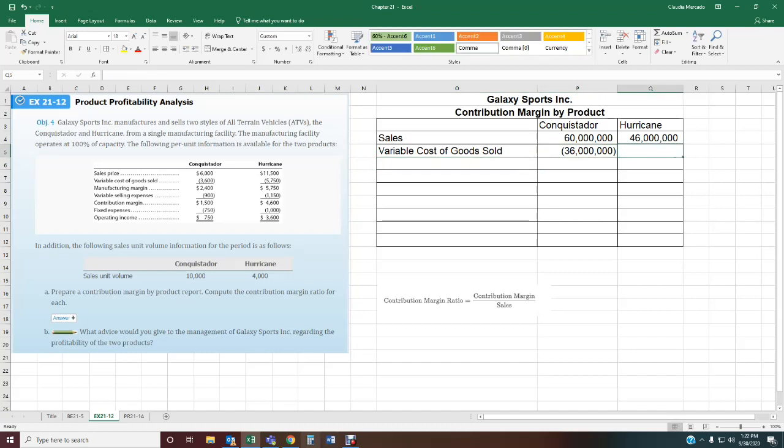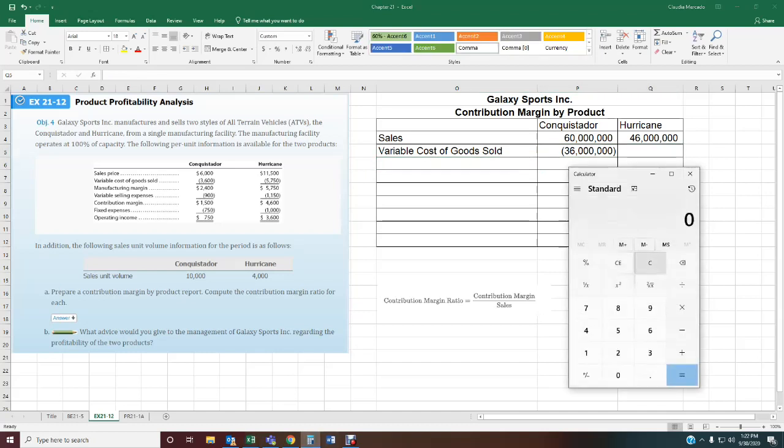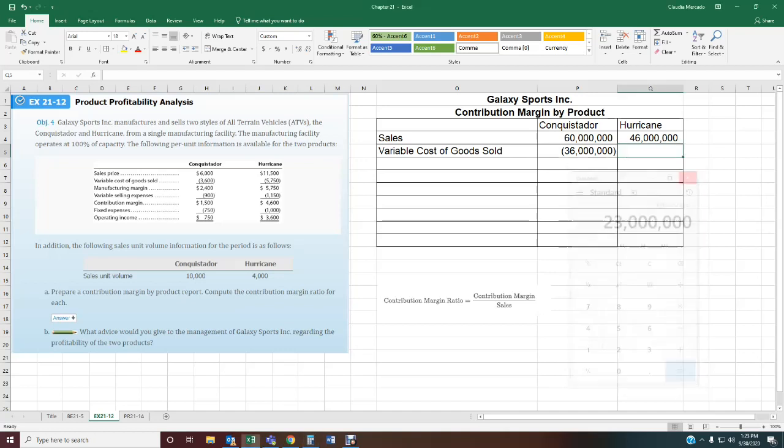We're going to do the same thing for the Hurricane. I had 4,000 units. I'm going to multiply it by my variable cost, which is $57.50. That gives me $23 million, and I'm going to enter it as a minus because that's a deduction. That's money that I spent. 23 million. There we go.